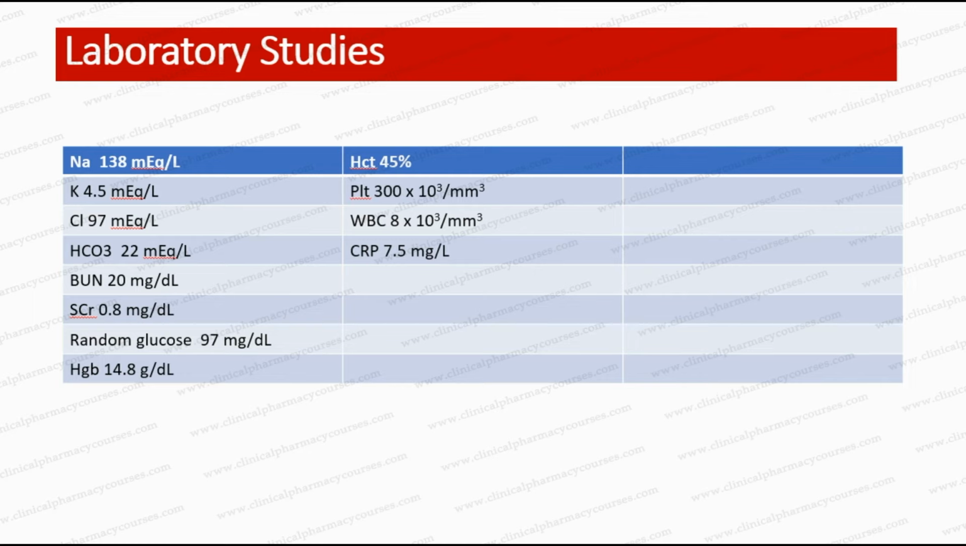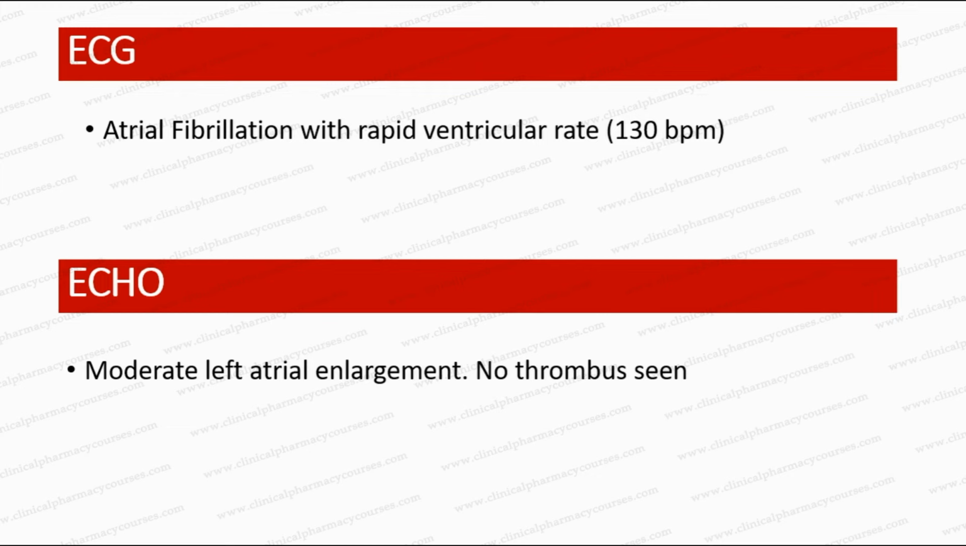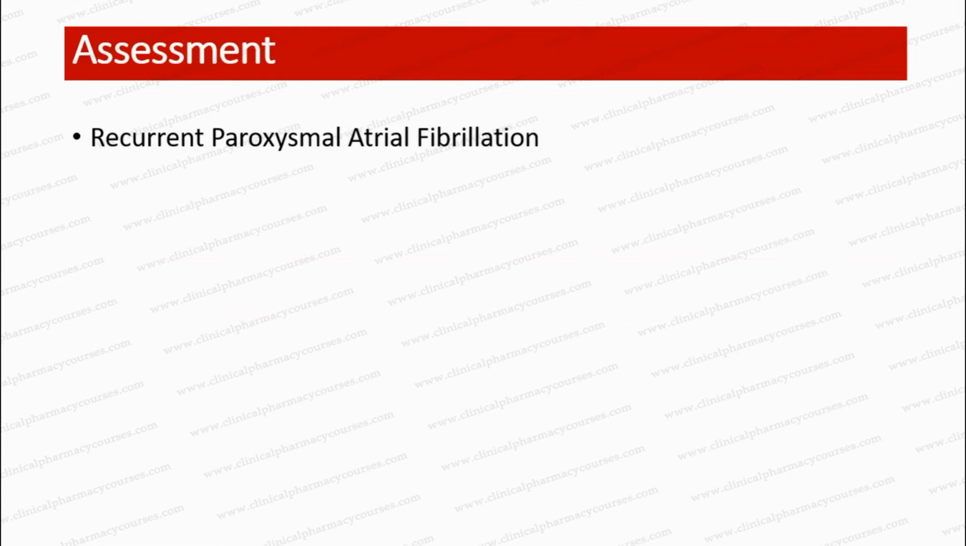Laboratory studies were as shown in the table. ECG showed atrial fibrillation with rapid ventricular rate, 130 bpm. Echo showed moderate left atrial enlargement. No thrombus was seen. Assessment. Recurrent paroxysmal atrial fibrillation.